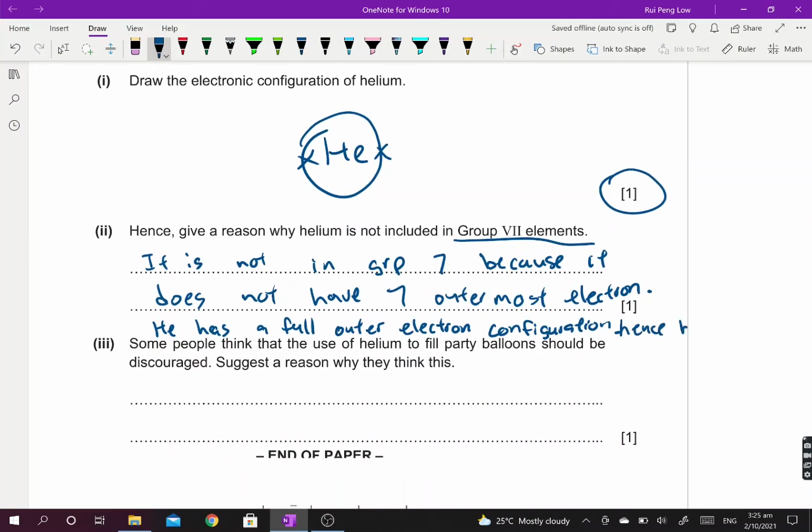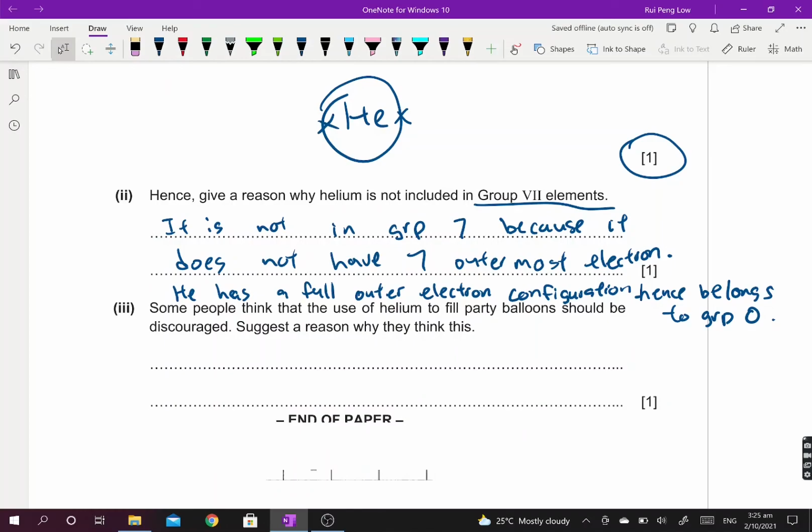Hence it belongs to group 0. Alright, some people think that the use of helium to fill party balloons should be discouraged. Suggest a reason why they think this is so. This question actually comes out in, I think, the 2017 O-level paper, but the question is different. So unless you have done it, then you will understand the context, but I will just give you the answer.